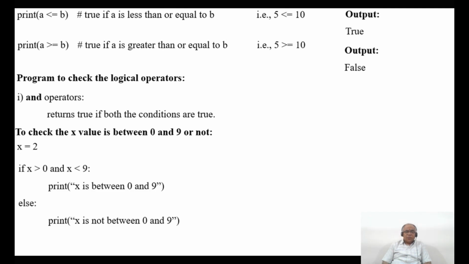Suppose x is equal to 2. If x is greater than 0 and x is less than 9, since I am giving the value of x as 2, is 2 greater than 0? Yes, the condition is true. And 2 is less than 9? Yes, the condition is true. So true and true is true. So print x is between 0 and 9. When you type 2, yes, it will print x is between 0 and 9.